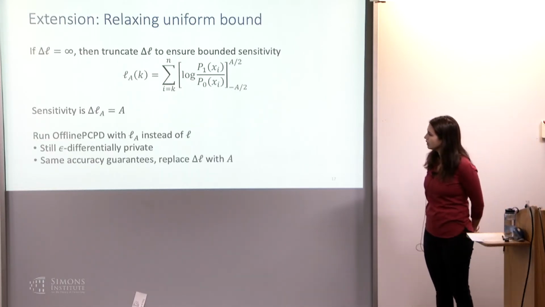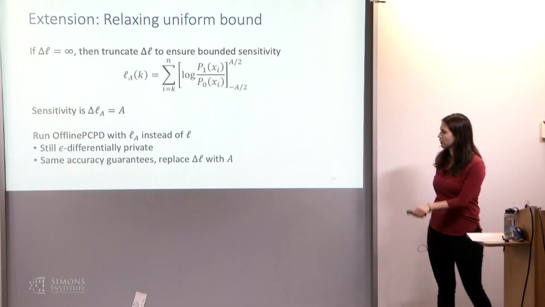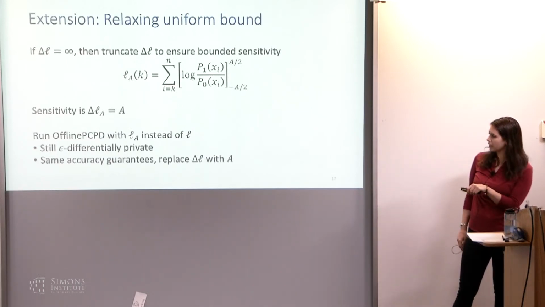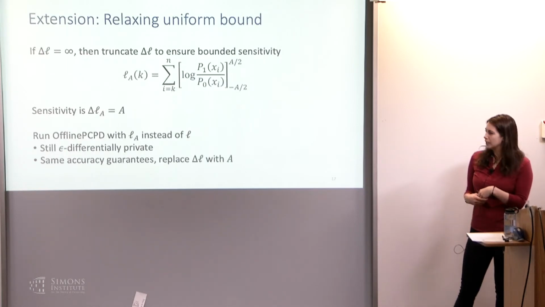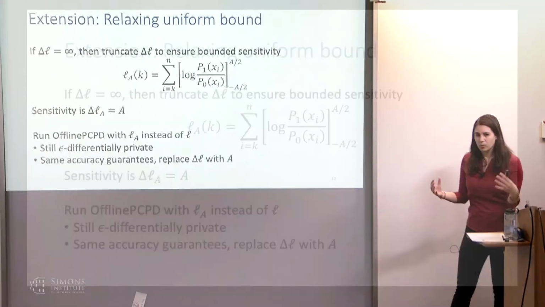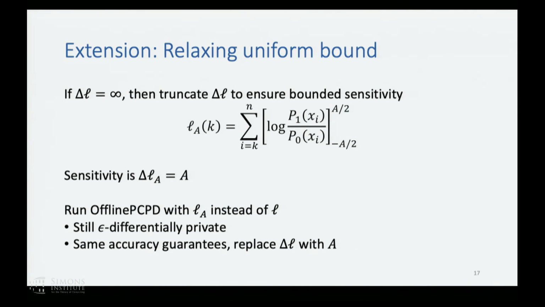And so the miracle of this is, if you run the same algorithm and you just plug in delta L A instead of L, then the same algorithm works and you actually get the same privacy guarantee and the same accuracy. You just swap out delta L with A. This was in fact very surprising to us. Any questions on this?